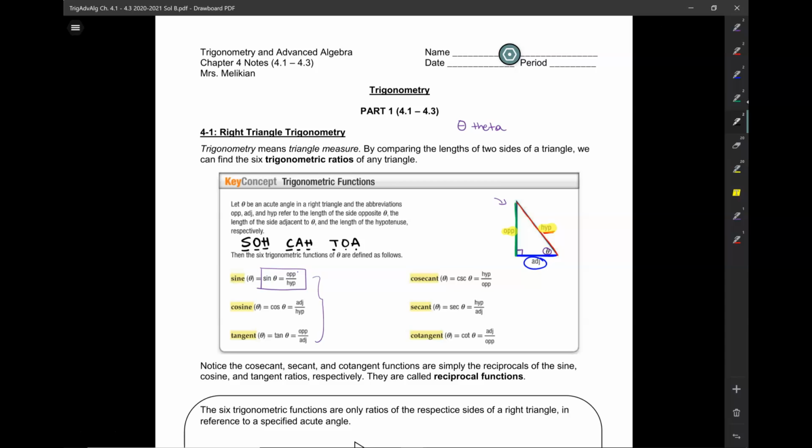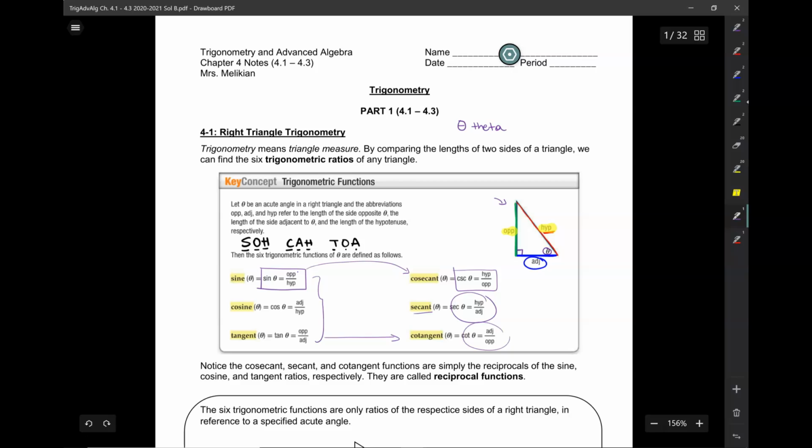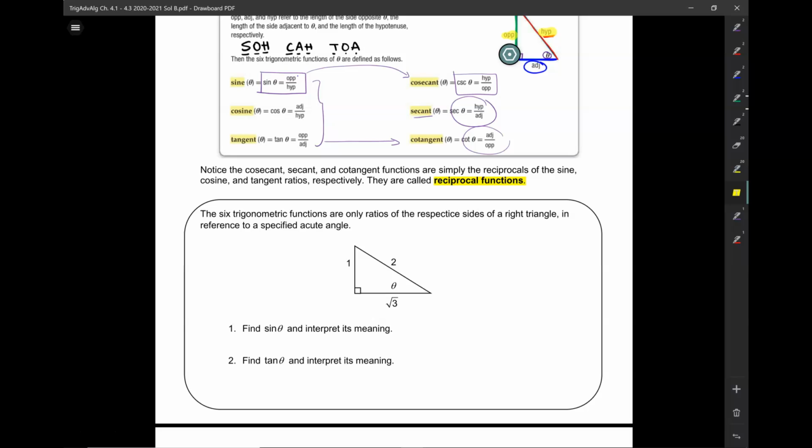Okay, once we have that down, we can define what we call reciprocal functions. Reciprocal functions are when we take sine, cosine, and tangent, and take the reciprocal of each one. For example, cosecant is hypotenuse over opposite, so sine is just flipped over. Secant is the reciprocal of cosine, hypotenuse over adjacent. Cotangent is the reciprocal of tangent, adjacent over opposite. So to recap, cosecant, secant, and cotangent are our reciprocal functions.